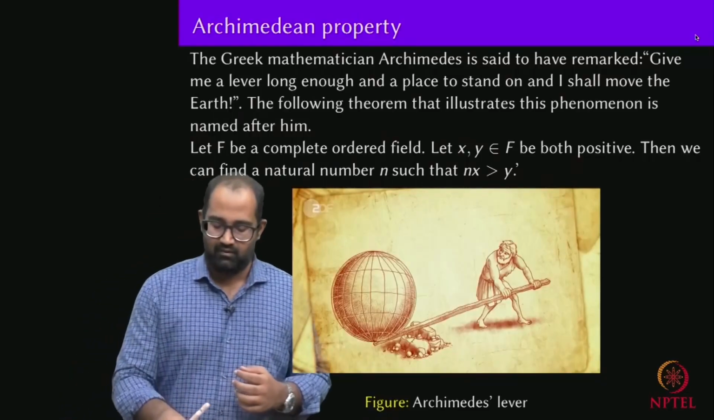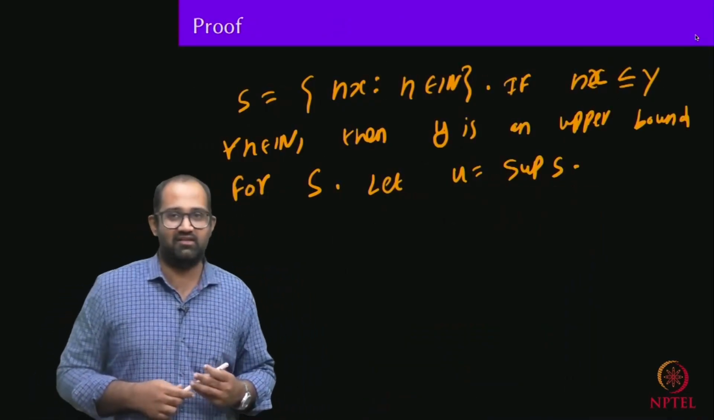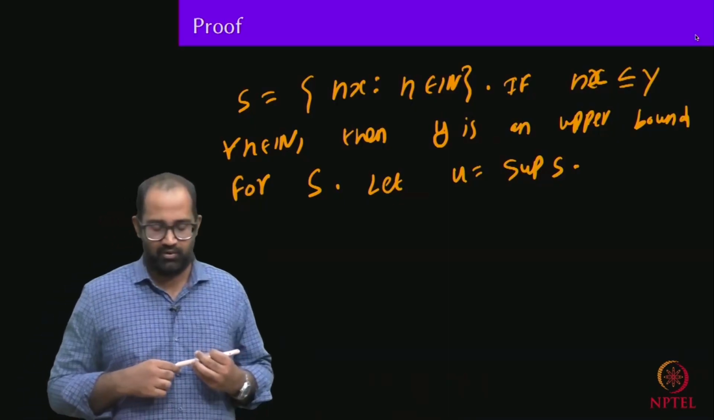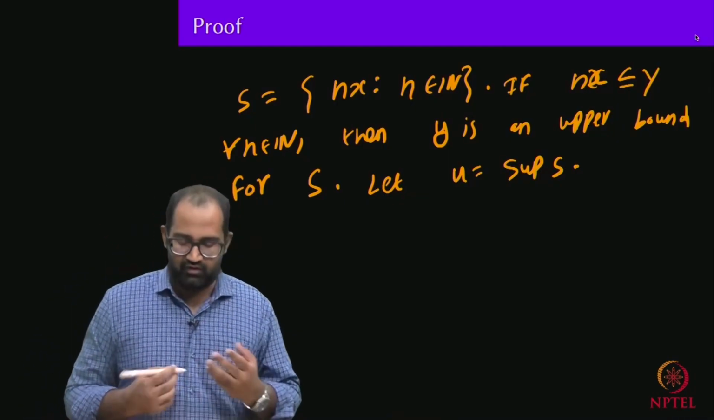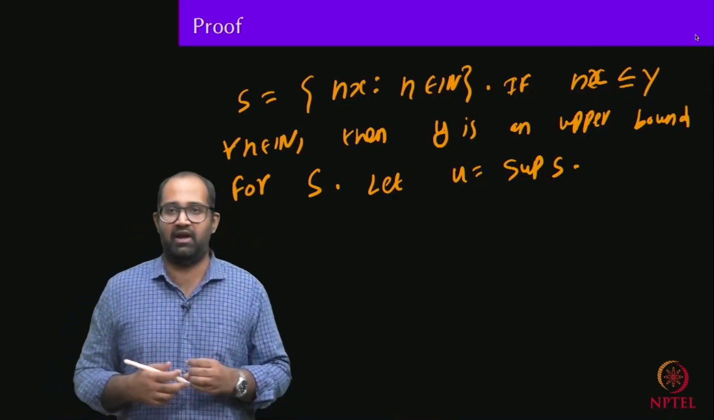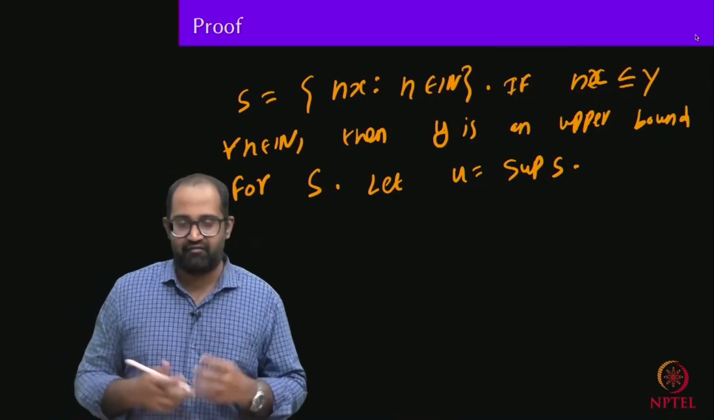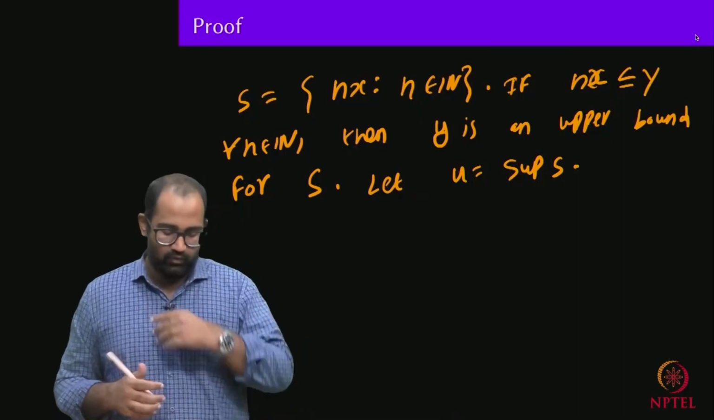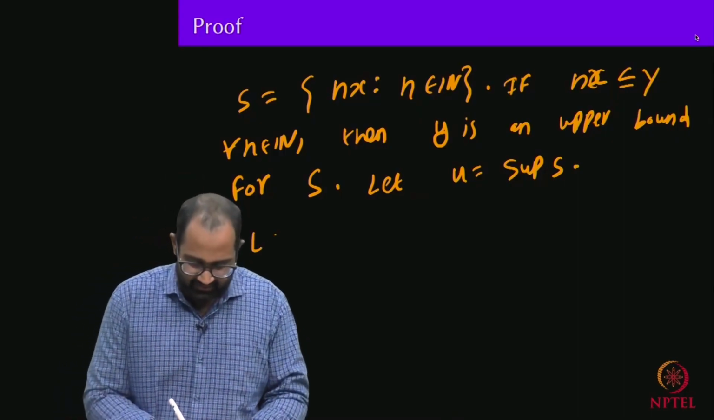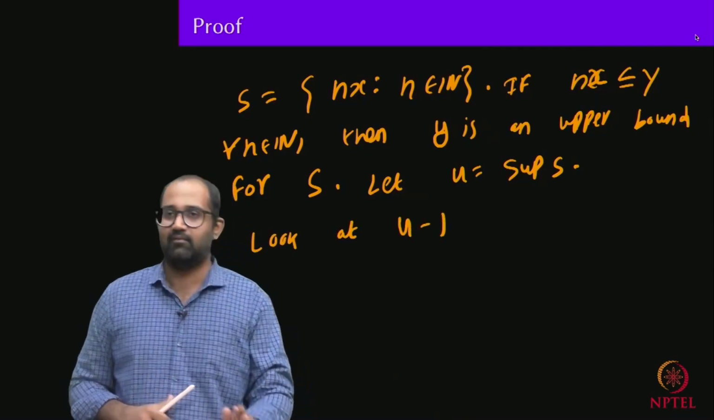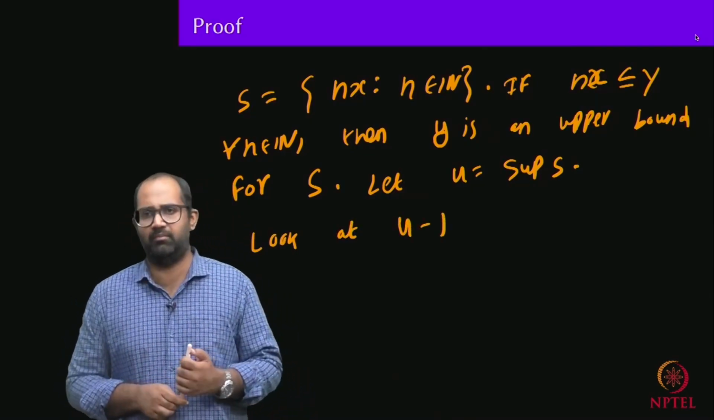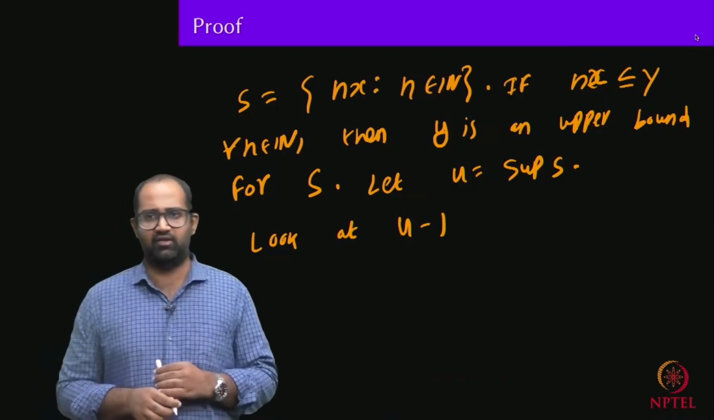Okay. Now, here is a trick that I really like and I hope you like it too. If you have not seen it before, you will really like it. If you have seen it before, you are meeting a friend once again. An affectionate friend. Okay. What do we do? Look at u minus 1. You chop off 1 from the supremum. Okay. Look at u minus 1.